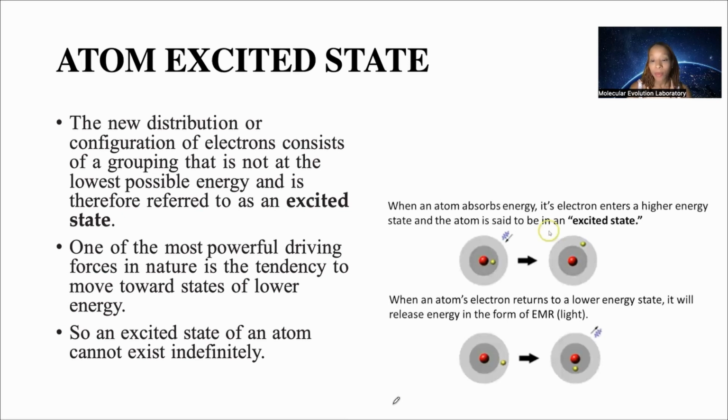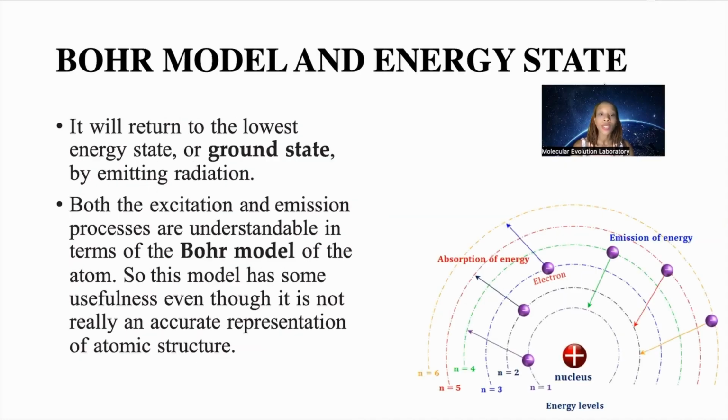energy state. When an atom absorbs energy, its electron enters a higher energy state and the atom is said to be excited. When an atom's electron returns to a lower energy state, it will release energy in the form of electromagnetic rays or radiation. So basically, when the atom absorbs energy, it becomes excited. When it returns to a lower energy state, it releases the energy in the form of a photon. So it basically releases energy in its lower energy state. It will return to the lowest energy state, or ground state, by emitting radiation.